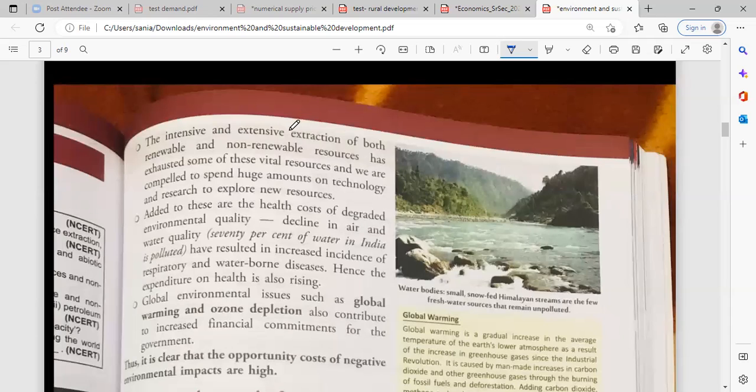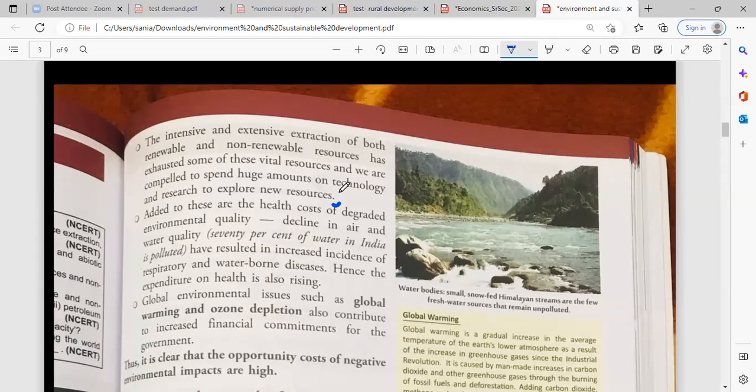Third, the intensive and extensive excavation of both renewable and non-renewable resources has exhausted some of these vital resources. Vital means important. We are compelled to spend a huge amount on technology and research to explore new resources.